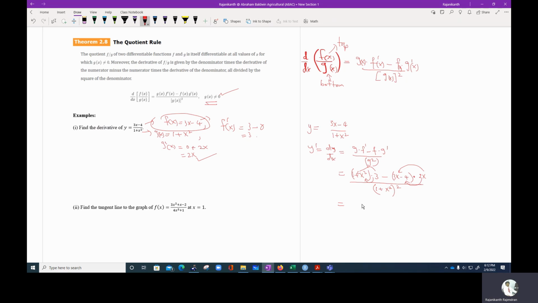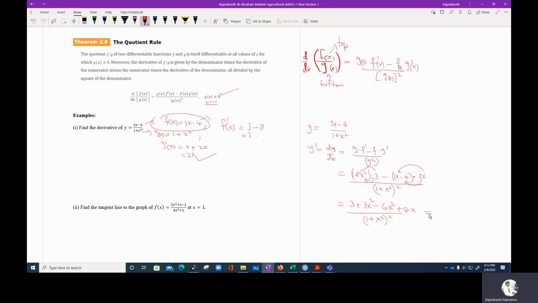You distribute. So you will get 1 times 3 is 3, plus 3 times x squared, 3x squared. Then I'm multiplying 2x with 3x, which is 6x squared, but you see the negative sign, so that is minus 6x squared. Minus 4 times 2x is negative 8x, but here you have a negative, so it's going to be positive 8x. This all over 1 plus x squared, whole thing squared.